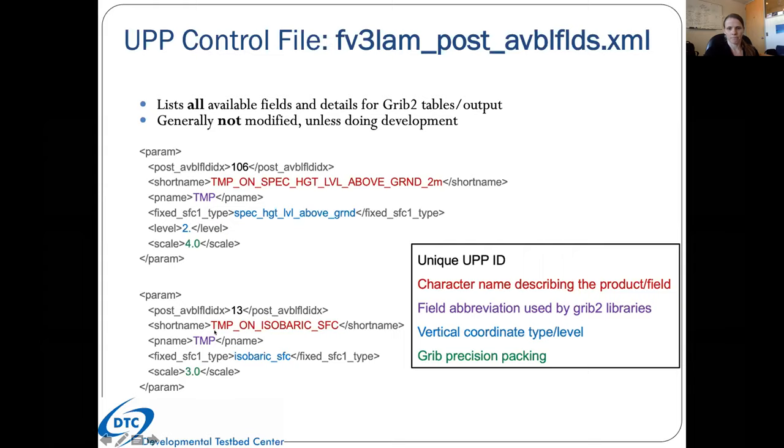And then the grid precision packing, which I described previously, which is the same. If you change the value for it in the fe3lam XML, the user-defined XML, then it would override the value that's in the post-available fields XML.